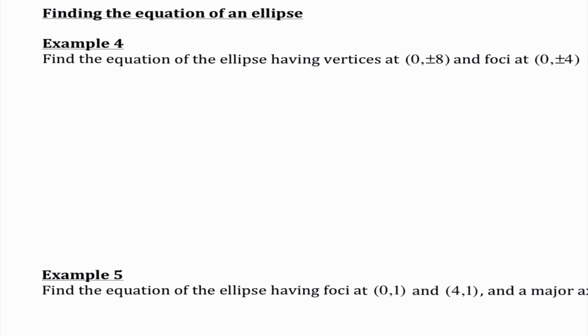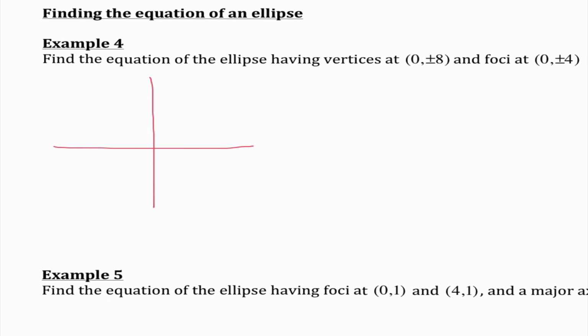So number 4 says find the equation of the ellipse having vertices at 0, plus or minus 8, and foci at 0, plus or minus 4. Okay, so our motto this chapter, when in doubt, draw it out. So I'm going to go ahead and sketch this.